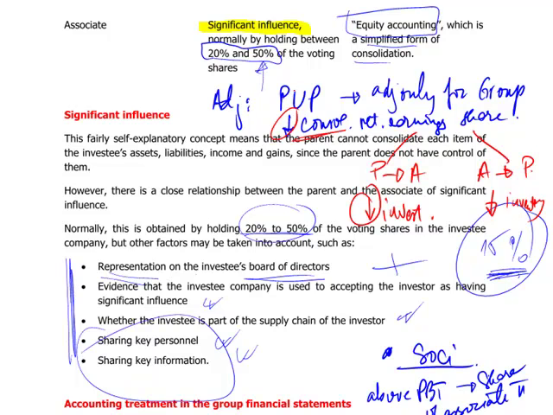Okay, so that's one distinction in terms of adjustment for provision for unrealized profits when you have transactions between parent and associate. I hope you find these highlights useful. Best of luck with your preparations and best of luck in the exam.